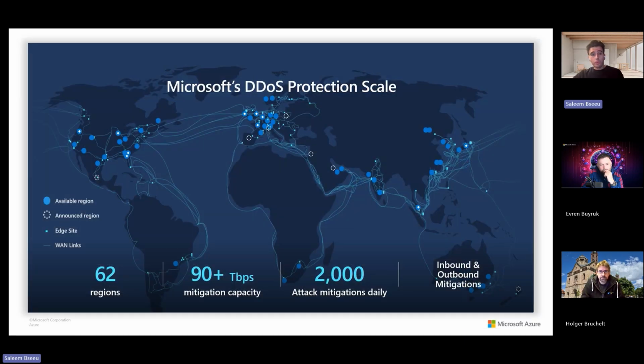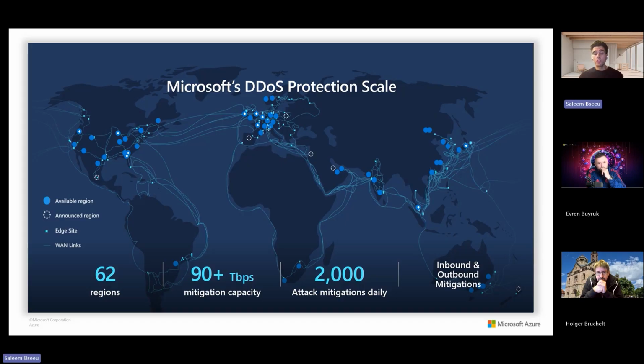I'm going to start with the DDoS protection scale, just to understand the scale of the protection that you're getting. Currently, at least today, we have the mitigation scrubbing machines in 62 different regions, and we are increasing that. Same thing also with the mitigation capacity.